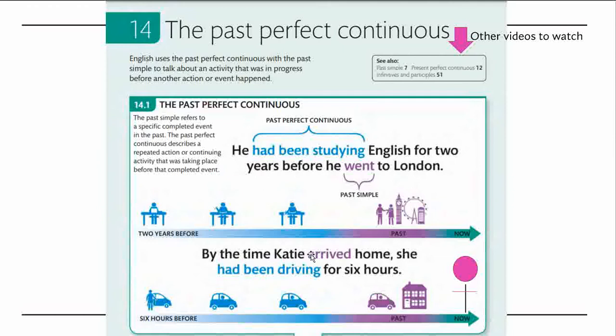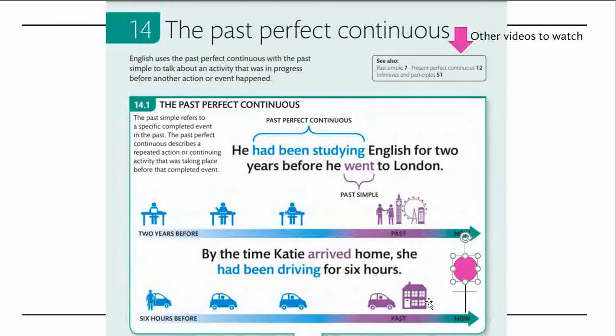By the time Katie arrived. Now Katie arrived is the short term interrupting action, so we use simple past tense. She had been driving for 6 hours is a long term progressive action in the past. So, on the timeline, it is actually for 6 hours she had been driving a car and then she arrived home. Both the actions completed in the past. On the timeline, you are here in the present or now.